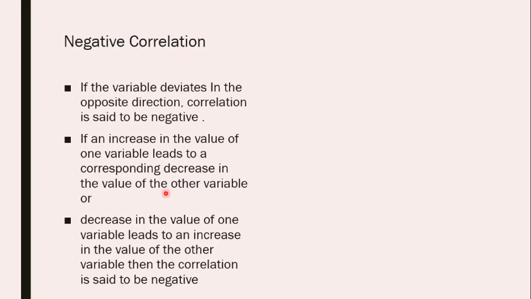So here also you have two cases. If the value of x increases and the corresponding value of y decreases, then that means x and y are negatively correlated. Similarly, if the value of x decreases and the value of corresponding y increases, then that is also called a negative correlation. So negative correlation in short is nothing but the variables deviating in opposite directions.